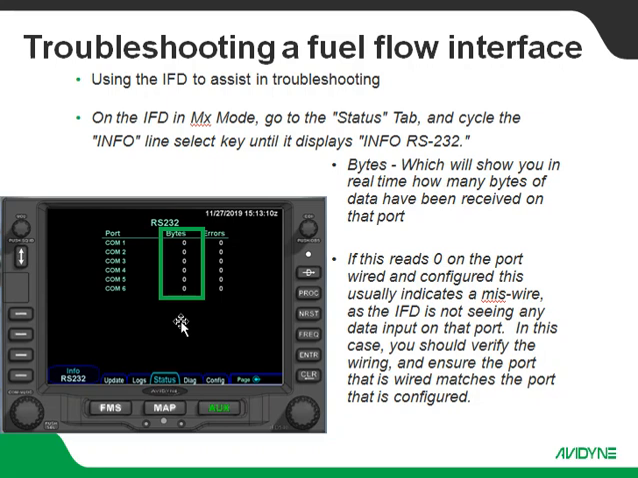So once you've gone in and configured your fuel flow device on the config pages, do a hard power cycle. I normally recommend just cycle Avionics Master off and on, and once it boots back up, go back into maintenance mode, and you should be able to go to this page and see some data flow coming in on whichever port it is you have wired and configured for that fuel flow device.